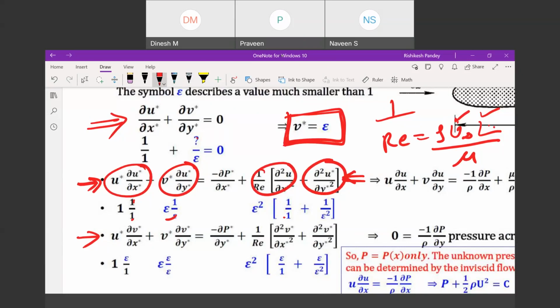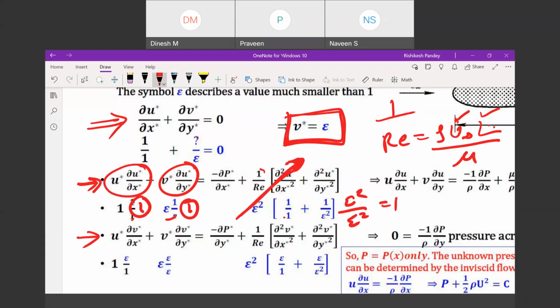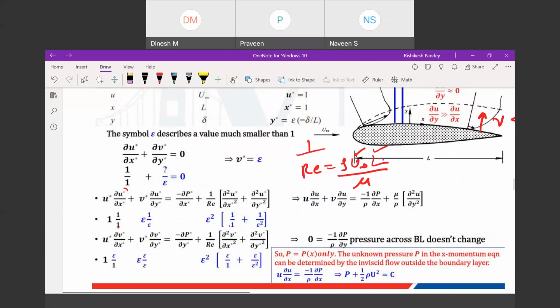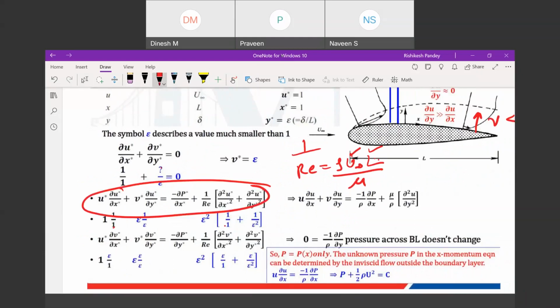With this order analysis, we have seen that this term is of order 1, this is of order 1, but this is of order epsilon square. That means this particular term is contributing, but very little, so we can neglect it. This other term is significant, epsilon square by epsilon square, so it becomes 1. I could have written the equation directly, but you would get confused and ask how I arrived at it. This is the reason I am neglecting this term. So we are left with these terms and the pressure term, so we have four terms now. One term has been neglected.